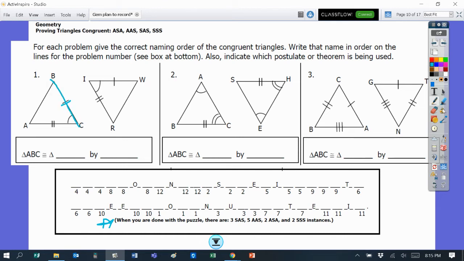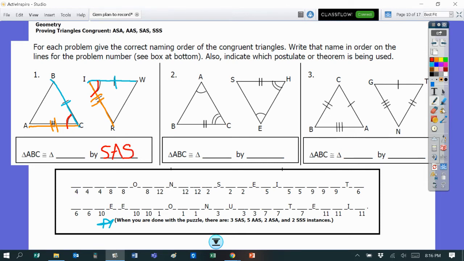It has one tick. So this is where I would get out my highlighters. This segment also has one tick. They're congruent. I also have segment AC. It has two ticks. It is congruent to segment IR, that has two ticks. And then this lovely angle here, C, is congruent to angle I. So we have a side, an angle, and a side, and that angle is in between those two sides. So this is going to be congruent by side, angle, side.